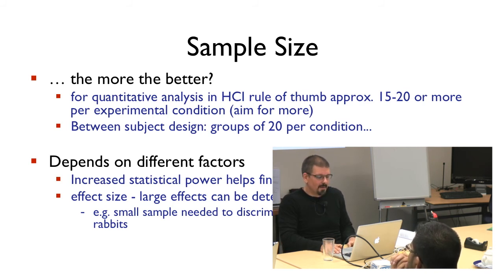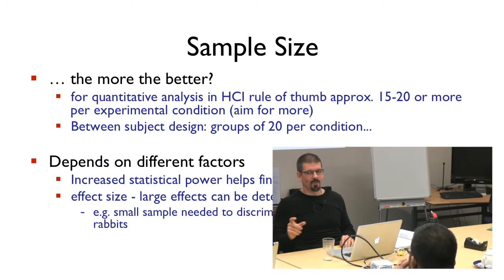So as a rule of thumb, fair enough, go with 15 or 20, but just be aware that's per condition or per cell, how I put it. So if you have a between subjects design, you have two groups, you have 15 or 20 per group, and not as your overall sample. If you have three conditions, that's 15 or 20 per condition, so that's 60 people overall. So just be aware of that.